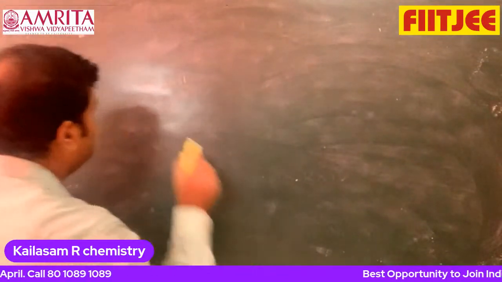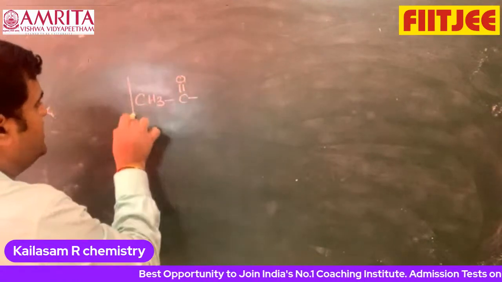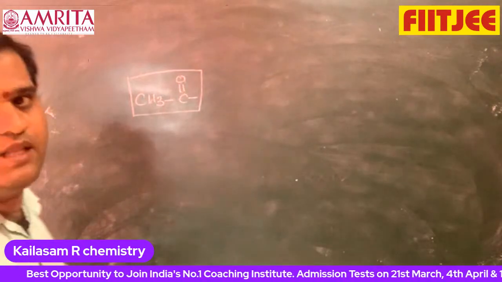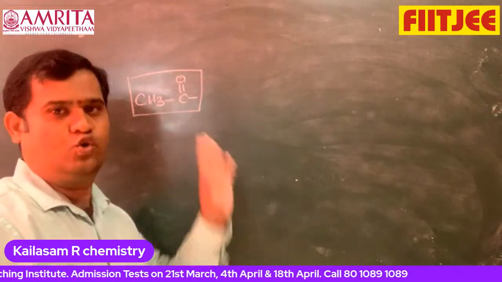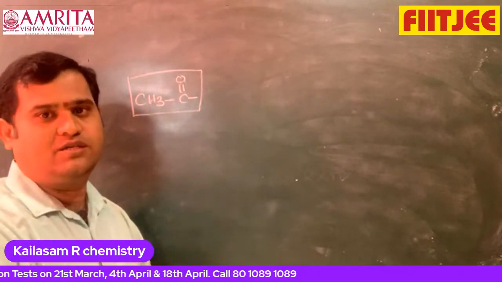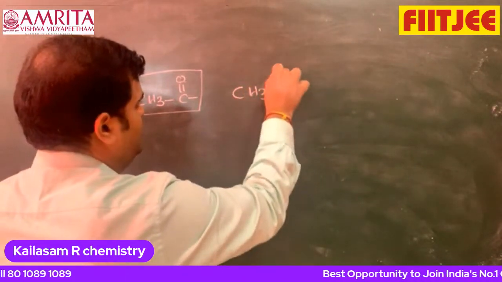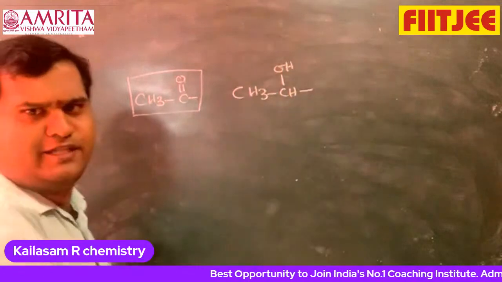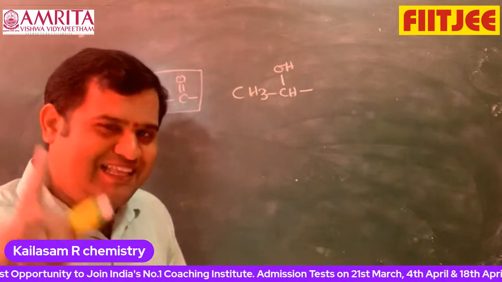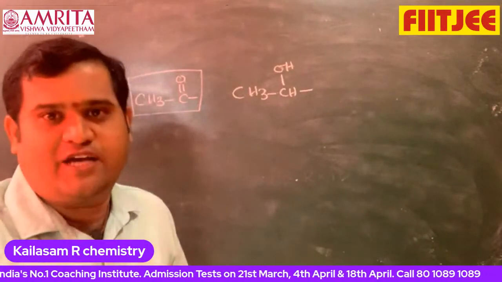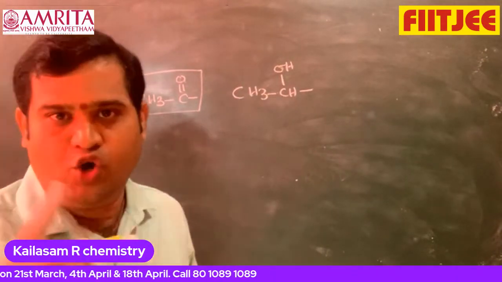Now listen. A CH3-C=O group should be present. If this group is there, the molecule undergoes the iodoform reaction. This group should be there for the iodoform test. That means even if a CH3-CHOH group is present, it undergoes the iodoform reaction. In alcohols, ethanol is the only compound that undergoes the iodoform reaction. In aldehydes, acetaldehyde is the only compound that undergoes the iodoform reaction.